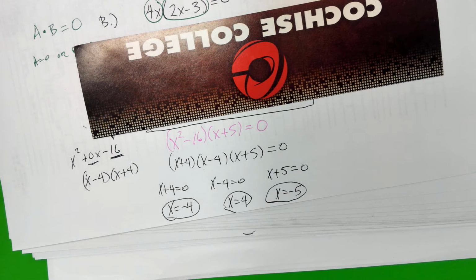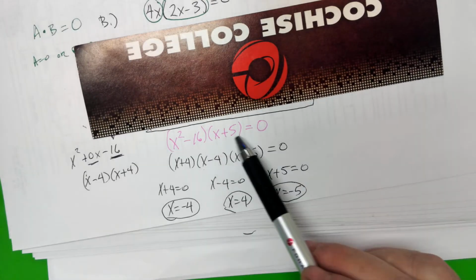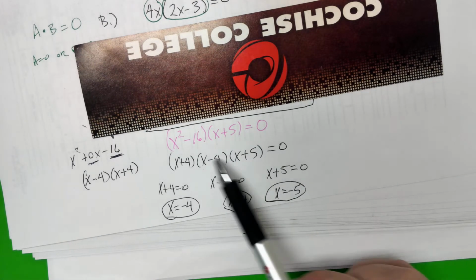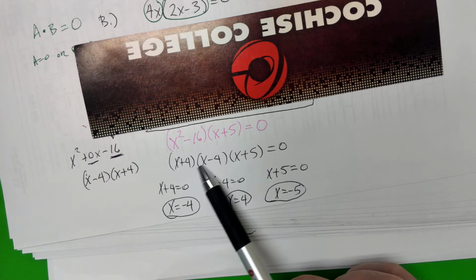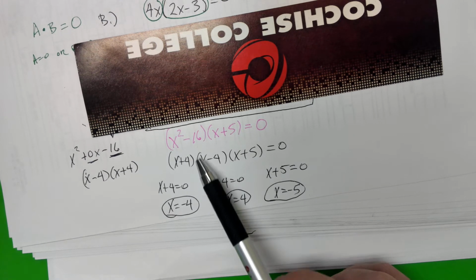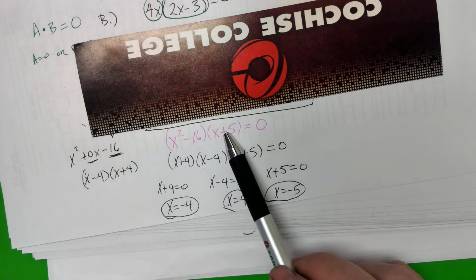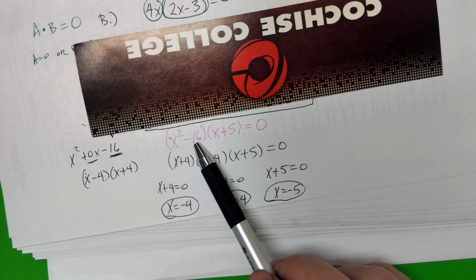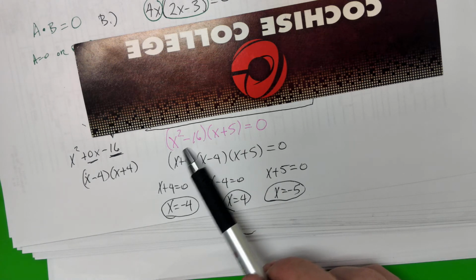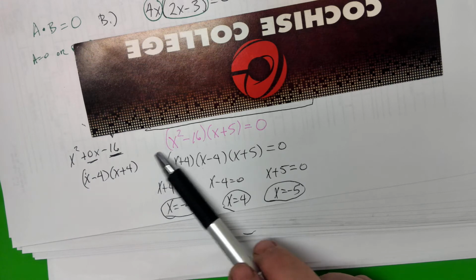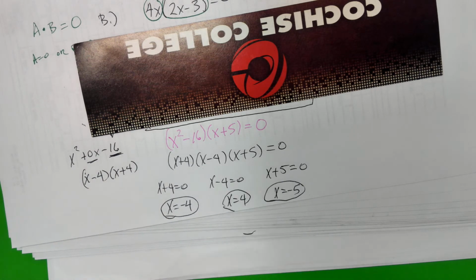But how do you get x plus 4 and x minus 4 and x plus 5? Okay, so x plus 5 was part of it already, right? Well, we factored x squared minus 16. No, x plus 5 is already factored. The two numbers that multiply to negative 16 and add to 0, because there's a 0 in the middle, are x plus 4 and x minus 4.